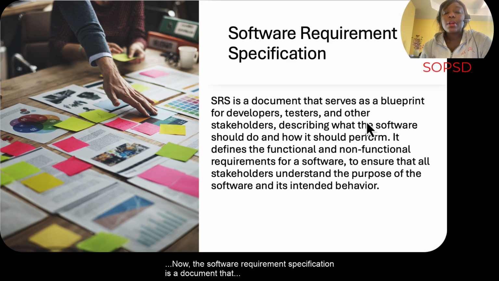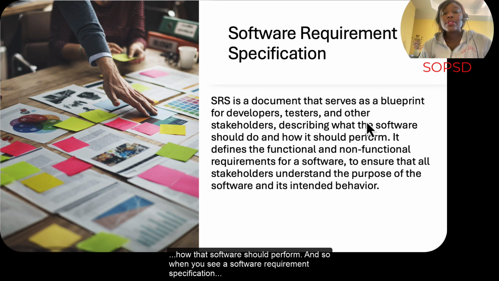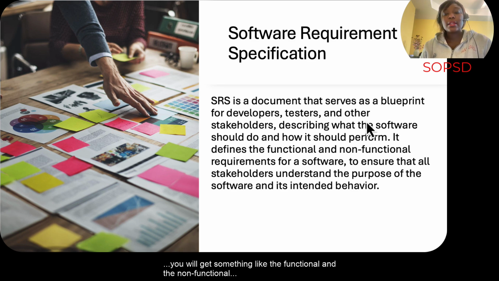Now, a software requirement specification is a document that serves as a blueprint, and this blueprint is used by all stakeholders. Our stakeholders here are the customers, the developers, the testers, and the end users. The document describes what the software should do and how that software should perform. And so when you see a software requirement specification, you will get something like the functional and the non-functional requirements.